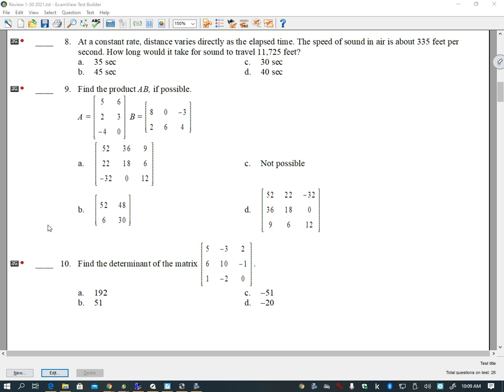Find a product. We're getting into some of the tougher questions here. Finding the product. The very first thing I have to do is determine what the dimensions of each matrix are. What are the dimensions of matrix A? Not 2 by 3, 3 by 2. What are the dimensions of matrix B? 2 by 3. So what are the dimensions of A times B? 3 by 3.